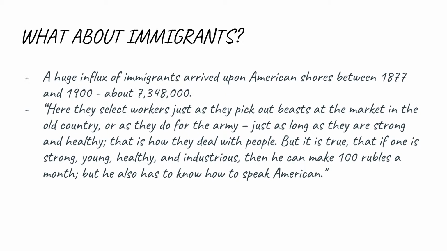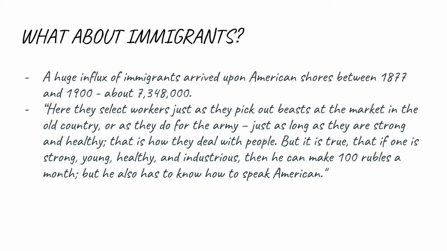Part of it reads, "Here they select workers just as they pick out beasts at the market in the old country, or as they do for the army. Just as long as they are strong and healthy, that is how they deal with people. But it is true that if one is strong, young, healthy, and industrious, then he can make 100 rubles a month. But he also has to know how to speak American."